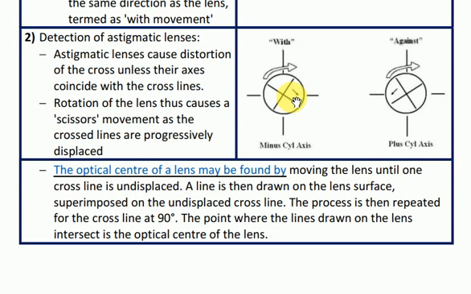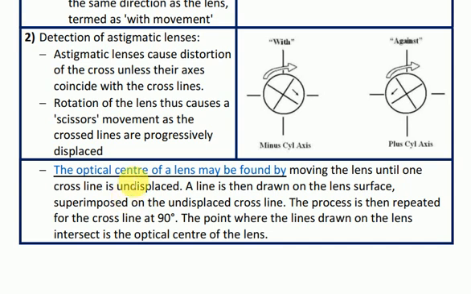Rotation of the lens thus causes a scissor movement, as the cross lines are progressively displaced. Rotation of a spherical lens has no effect upon the image of the cross lines. So first we identify the principal meridians of an astigmatic lens and align them with the cross, and then each meridian is examined as for a spherical lens.